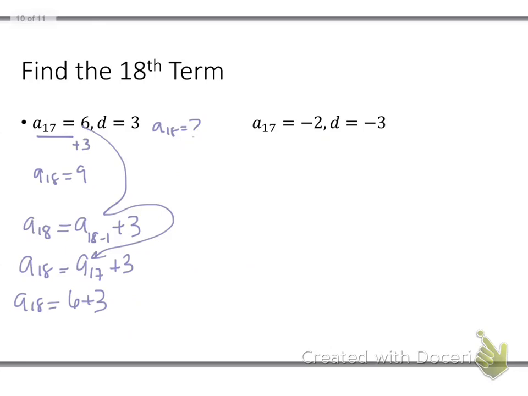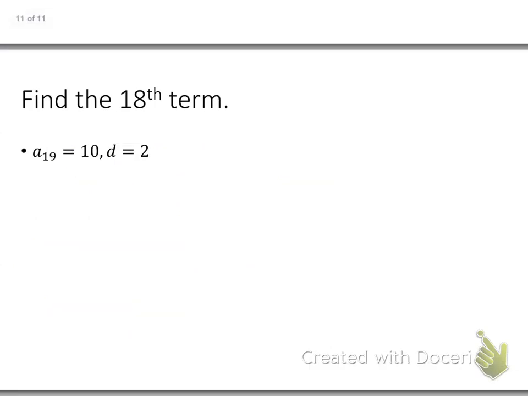Okay, my next one, I'm going to 18 again, so this time I need to subtract 3 to get to my next one because the distance is negative 3, so I should get negative 5. And my last one, I go from 19, I need to go backwards. So instead of adding 2 to get to my next one, I need to subtract 2 to get to the one before it. So this one is actually going to be 8.